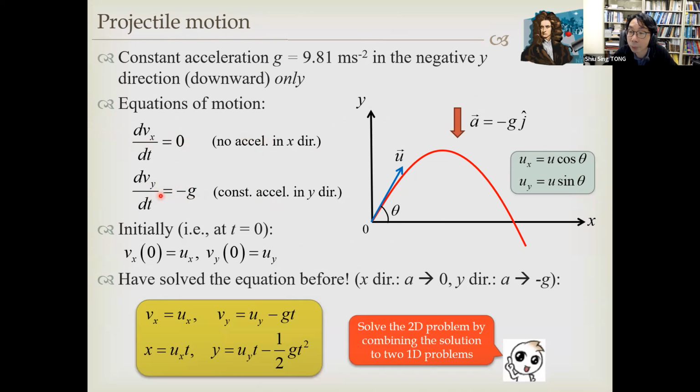Okay, so now we have 2 equations, one describing the horizontal direction motion, the other describing the vertical direction motion. Okay, and what are the initial conditions? Initially, at time 0, the x component of velocity is ux. The initial y component of velocity is uy. And if you like, you can write ux and uy in terms of the initial speed and the angle. Horizontal ux is u cosine theta, and the vertical component uy is u sine theta.